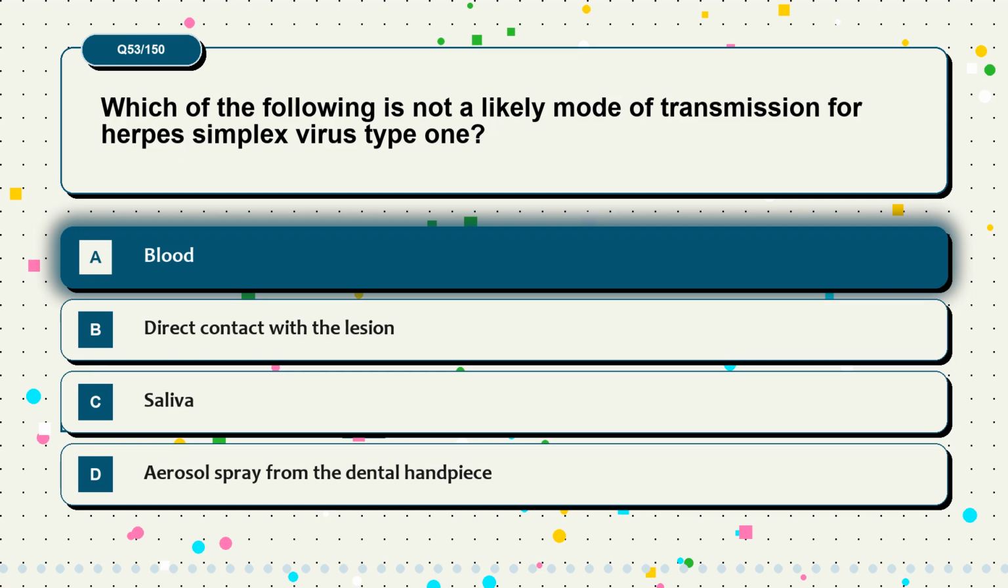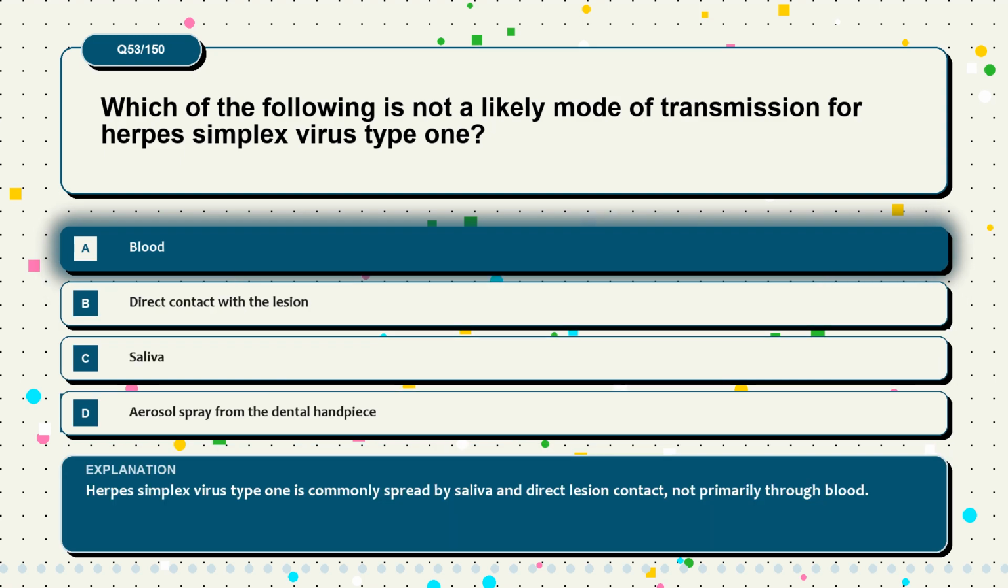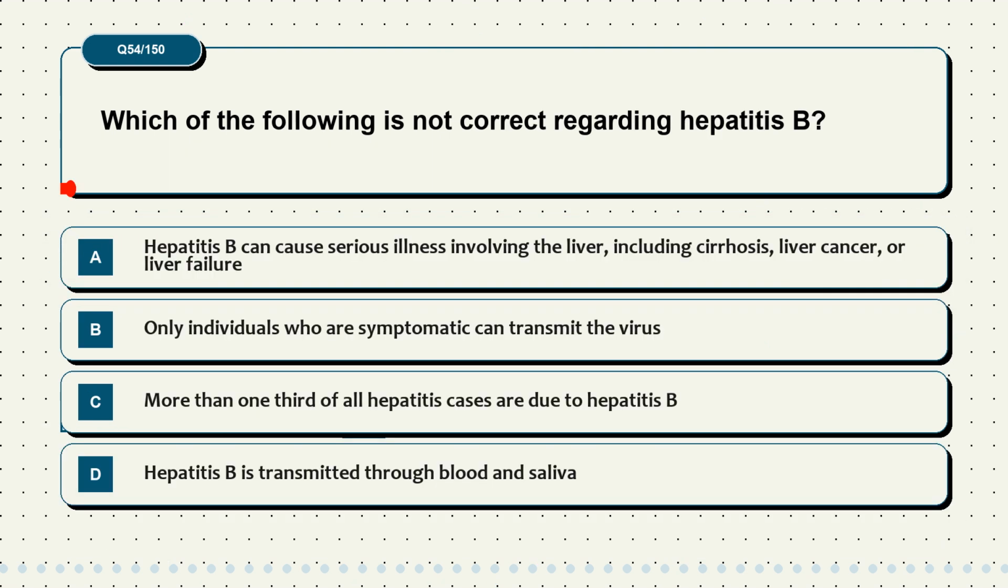The correct answer is option A, blood. Herpes simplex virus type 1 is commonly spread by saliva and direct lesion contact, not primarily through blood. Question 54. Which of the following is not correct regarding hepatitis B?